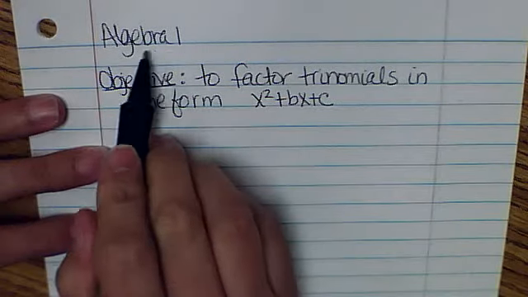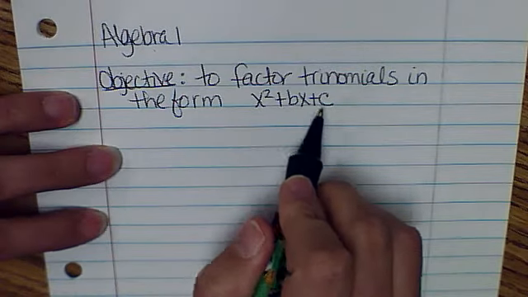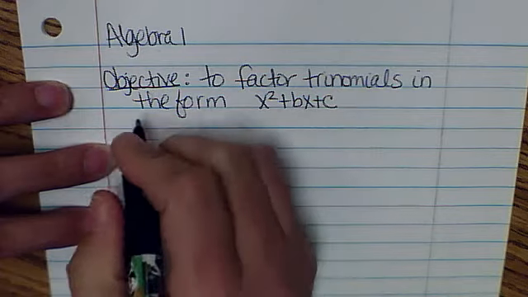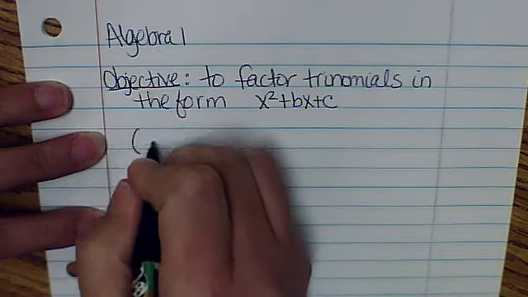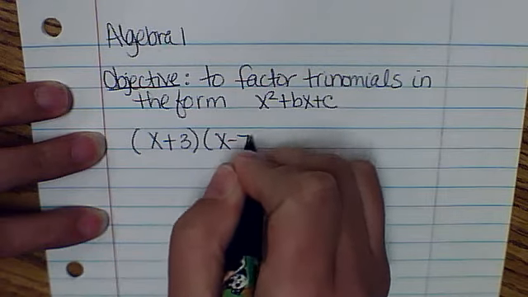Okay, so our objective today in Algebra 1 is to factor trinomials in the form x squared plus bx plus c. But before we actually get into factoring trinomials in the form x squared plus bx plus c, let's review a multiplying problem. Let's look at x plus 3 times x minus 7.